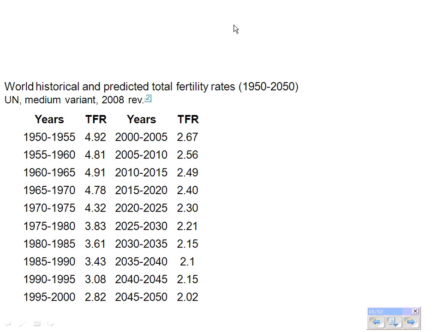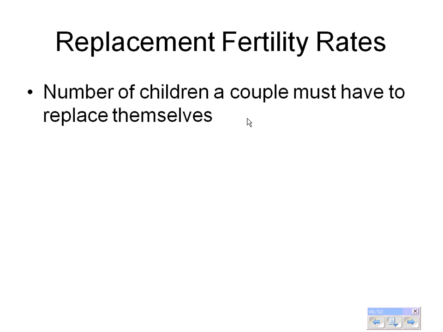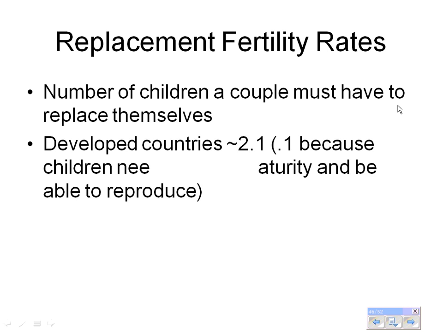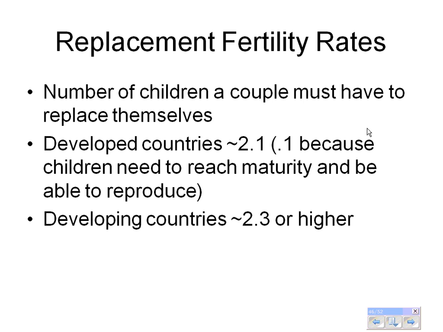Okay, replacement fertility rates, also known as the RLF, or replacement level fertility. And this is the number of children a couple must have to replace themselves. Most developed countries we're looking at about 2.1. And developing countries, we can see between 2.5 and 3.3 due to infant mortality.